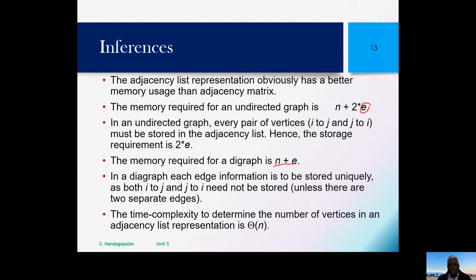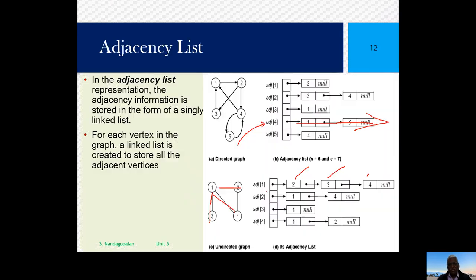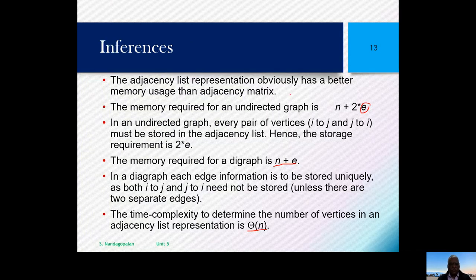So in a digraph, each edge information is to be stored uniquely, because the cost of travel, for instance, from I to J may differ from J to I. And hence the time complexity is not N square, but it is just N, because we just go through this array in order to get it. So that is the time complexity of representing a graph using adjacency list.